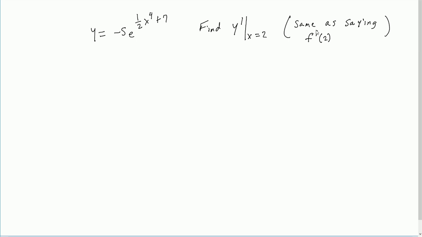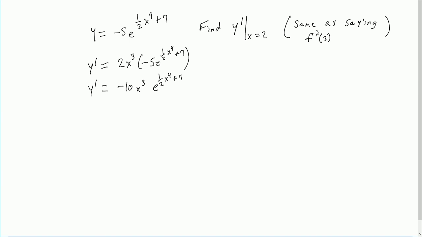Okay, so let's get our derivative. So again, they're using y prime as derivative here. We need the derivative of our exponent. So 1/2 times 4 is 2. That's going to be x cubed. Derivative of 7 is 0, so that's gone. And then we multiply times what we had, which was negative 5e to the 1/2 x to the 4th plus 7. Let's go ahead and multiply that out. 2 times negative 5 is negative 10. That's x cubed e to the 1/2 x to the 4th plus 7.